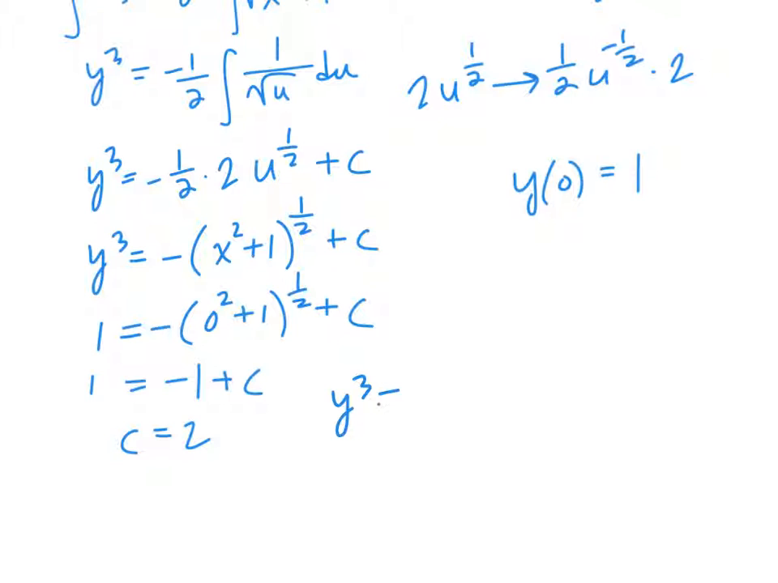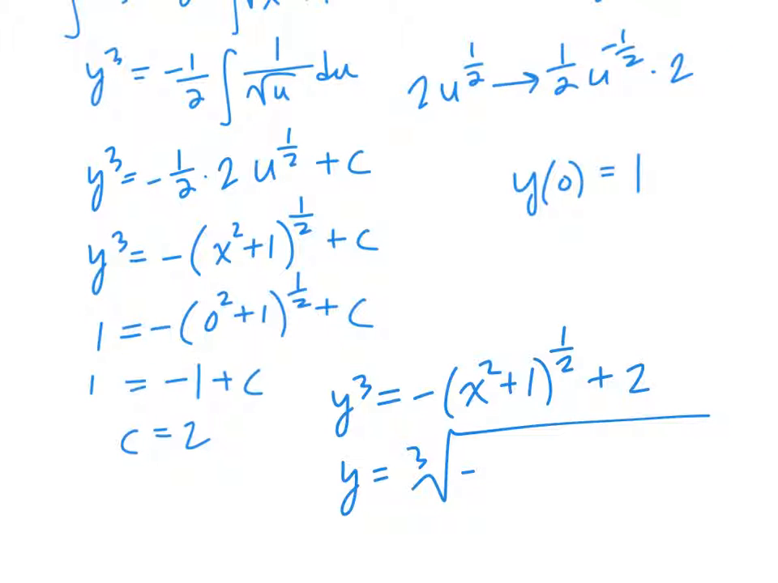y cubed is equal to negative x squared plus 1 square root plus 2. Okay, the last thing we want to do is just cube root everything. So y is equal to the cube root of negative, I'm going to put that in the square root, so x squared plus 1 plus 2. So this is the answer.